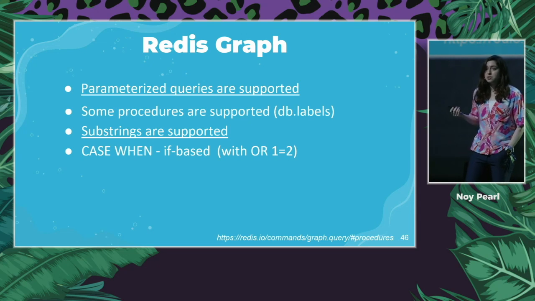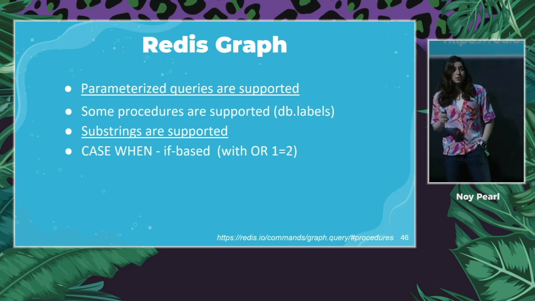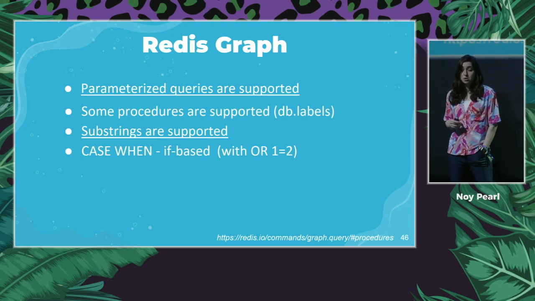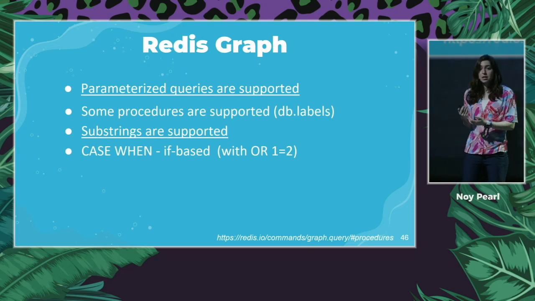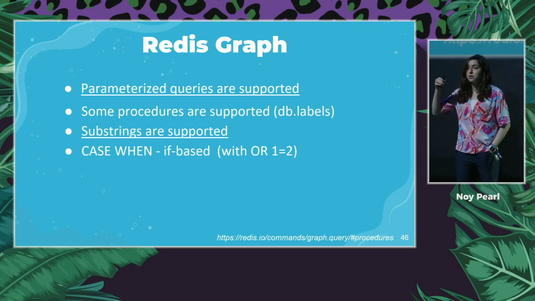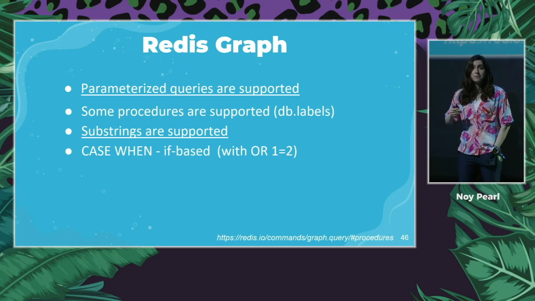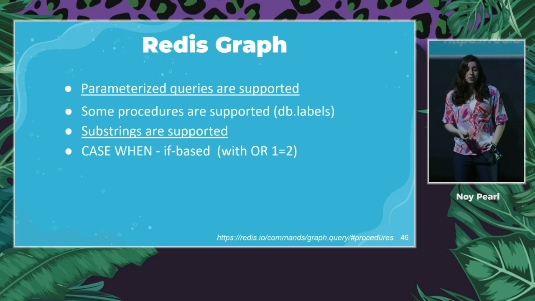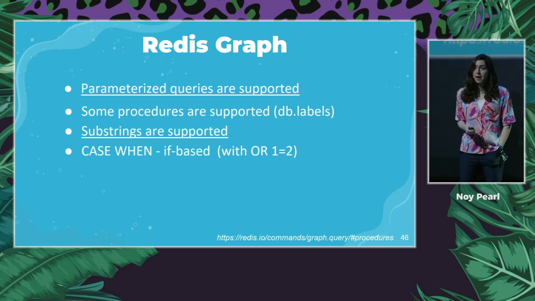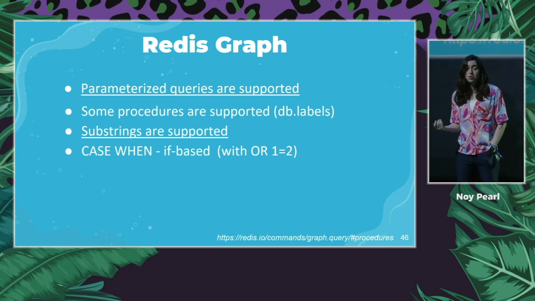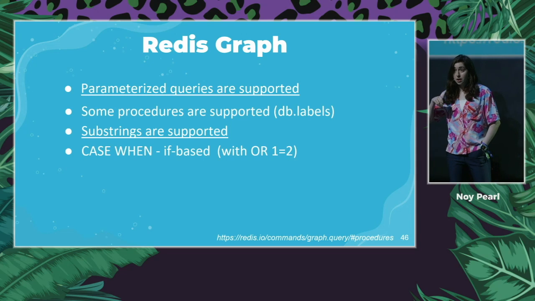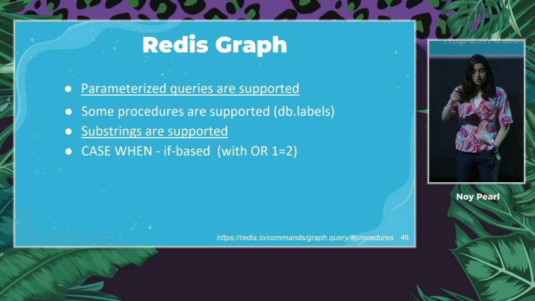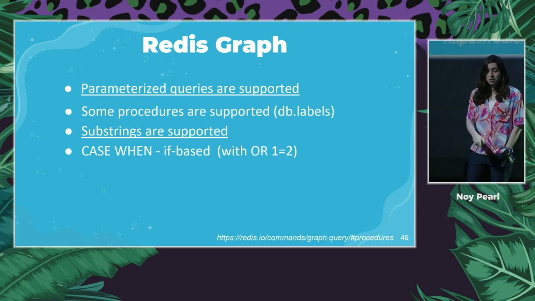And regarding LOAD CSV, I didn't find LOAD CSV in RedisGraph, but I did find CASE WHEN. You can use it as a kind of if-based check with substring. So you can, for example, get the labels using db.labels and check whether the first letter of the first label equals A, combine this with OR 1=2, and see the result, or see an error, and decide based on the actual response value of the query. So you can actually achieve this with RedisGraph.